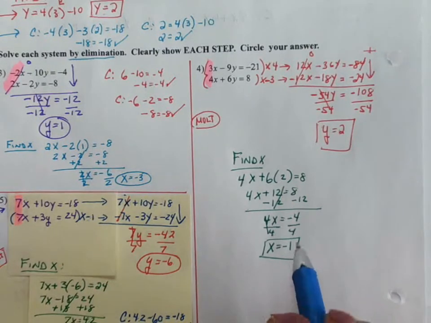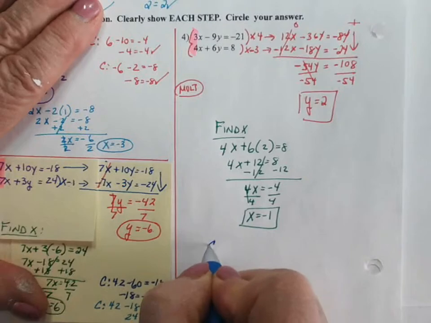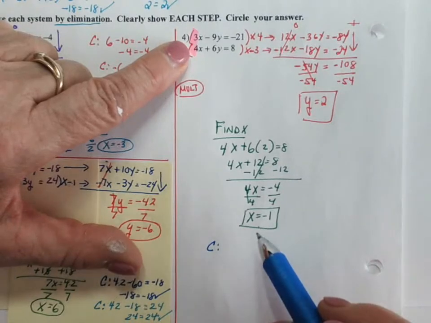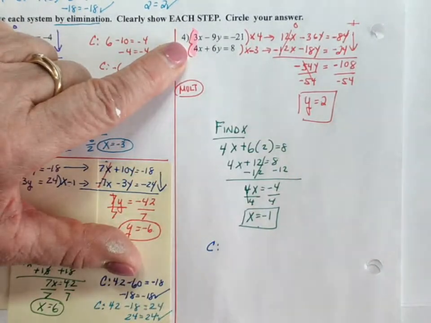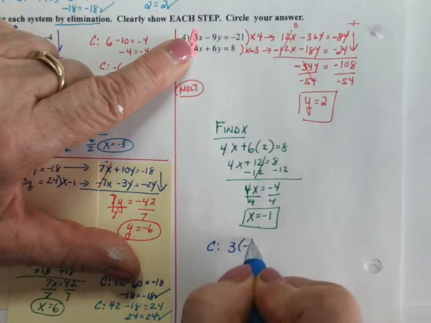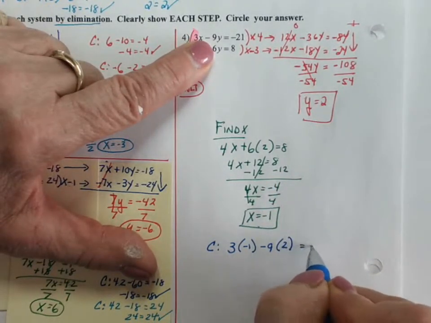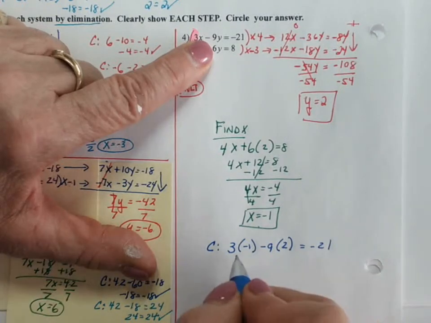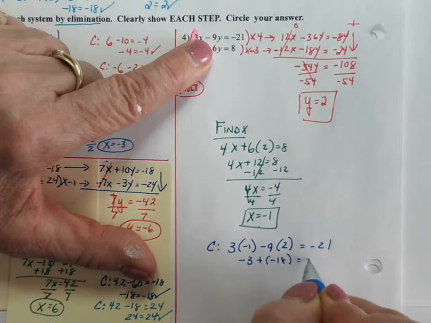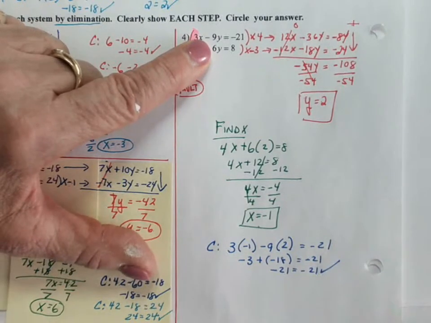Okay, so you've got your solution here. And in this case, because I have more room, I'm going to do the check completely out. You check both the x and the y in both original equations to see if you made a mistake. So 3 times x, negative 1, minus 9 times y, 2, equals negative 21. Do the math. Negative 3 plus negative 18, negative 21 equals negative 21. Cha-ching, it checks.